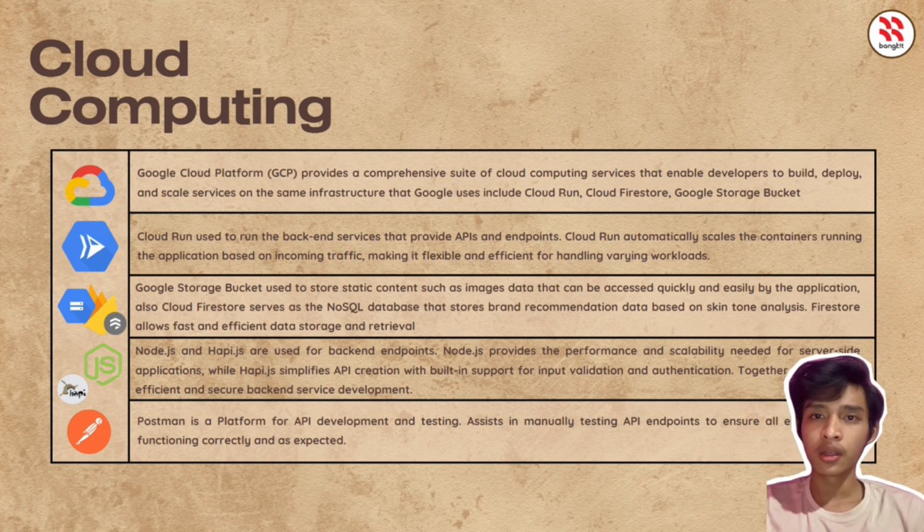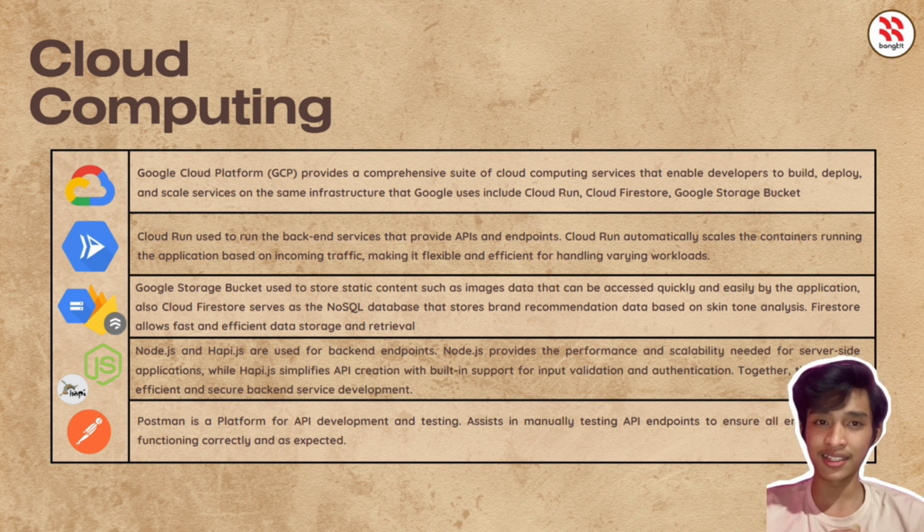data handling. So next, Node.js and Hapi.js are used for backend endpoints. Node.js offers performance and scalability, while Hapi.js simplifies API creation with built-in validation and authentication. Last but not least, Postman is a platform for API development and testing, ensuring all endpoints function correctly.